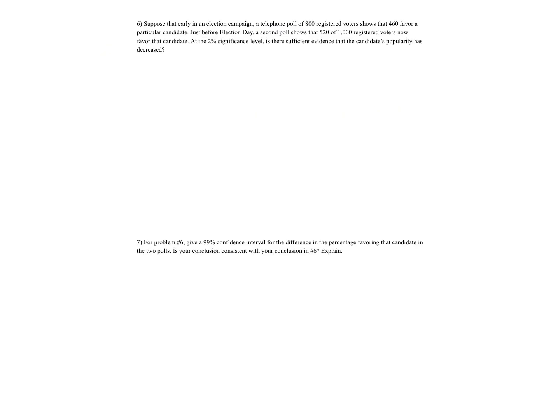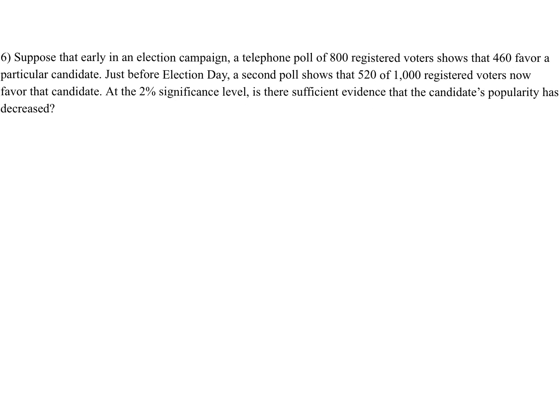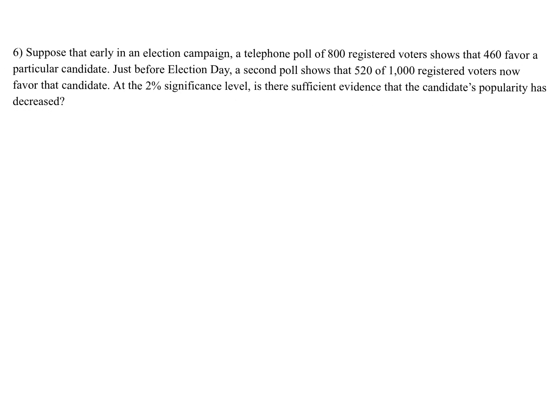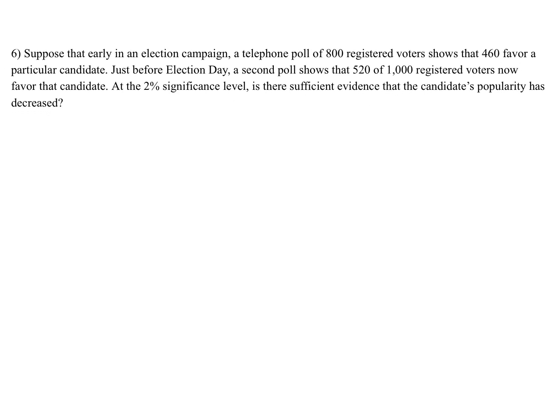Alrighty, so let's do a significance test. So it says, suppose that early in an election campaign, a telephone poll of 800 registered voters shows that 460 favor a particular candidate. Just before Election Day, a second poll shows that 520 of 1,000 registered voters now favor that candidate. At the 2% significance level, is there sufficient evidence that the candidate's popularity has decreased?